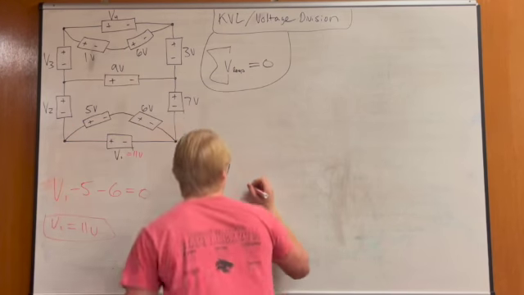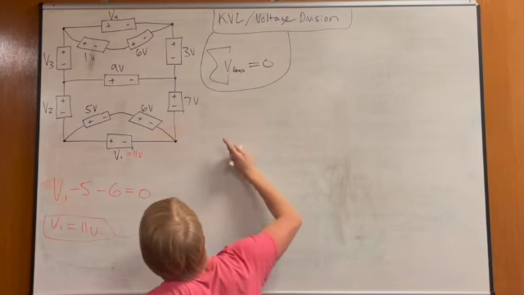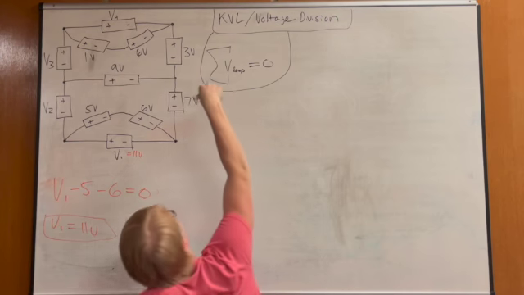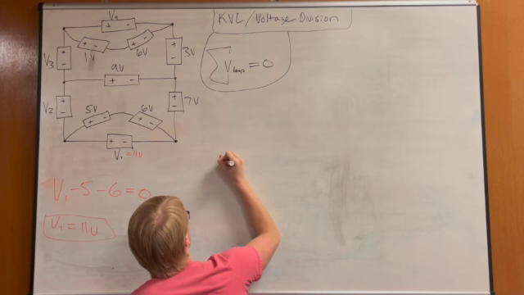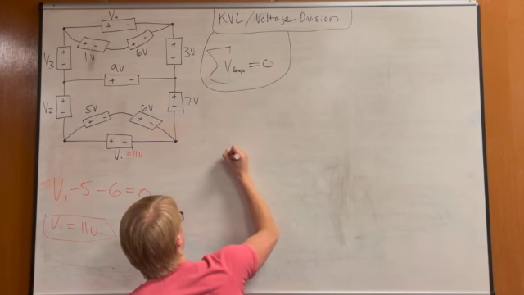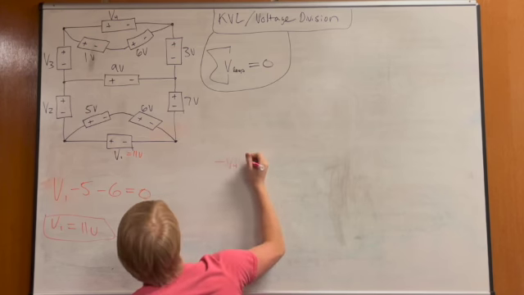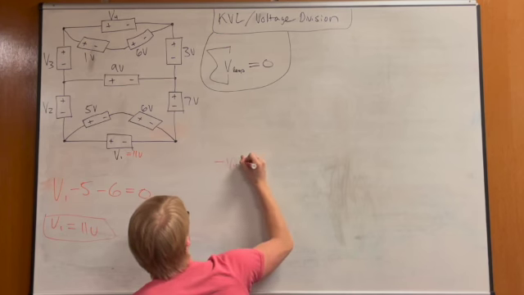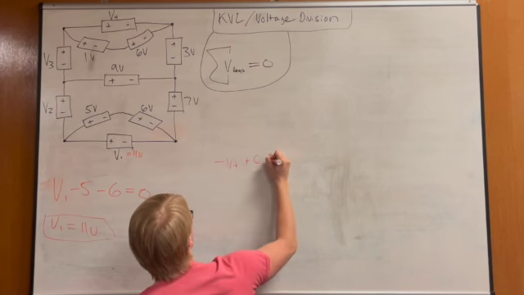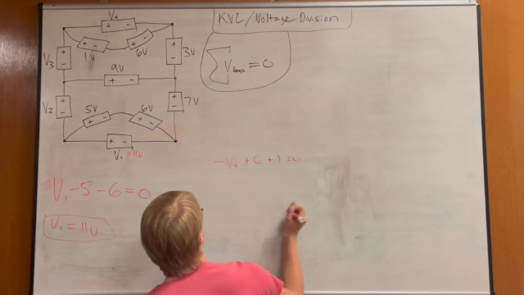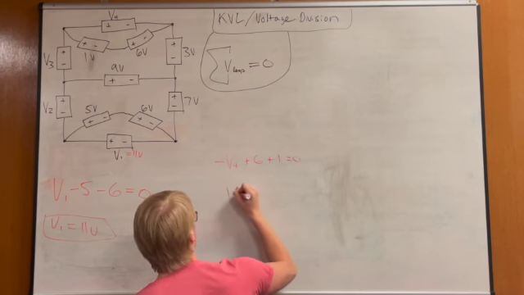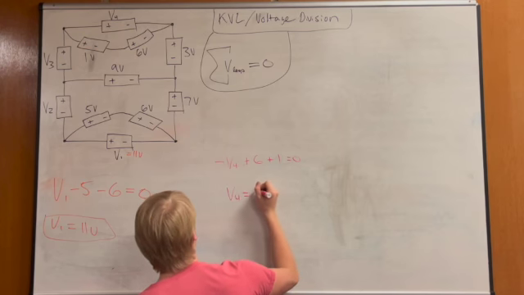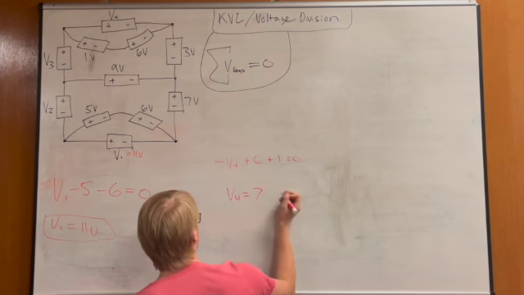So V4, we're going to do that half circle up top, and we're going to go this way. So a negative V4, a positive 6 and a positive 1 is going to equal 0. That means V4 equals 7 volts.